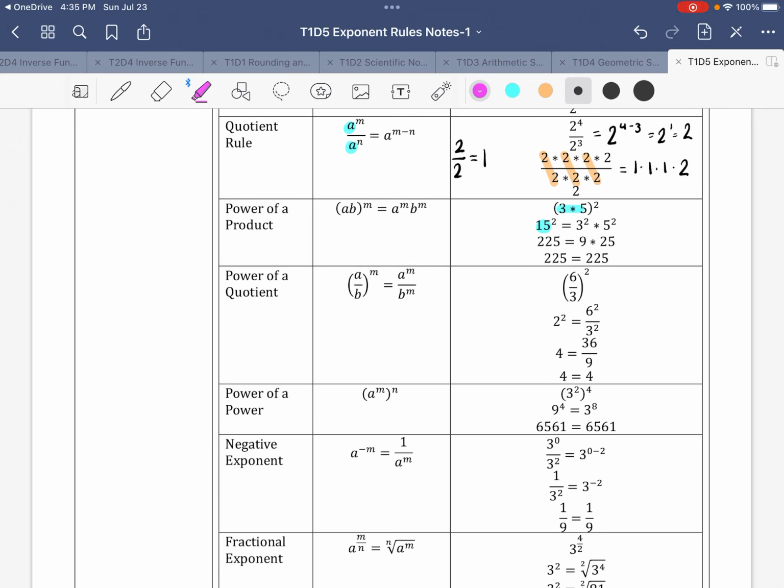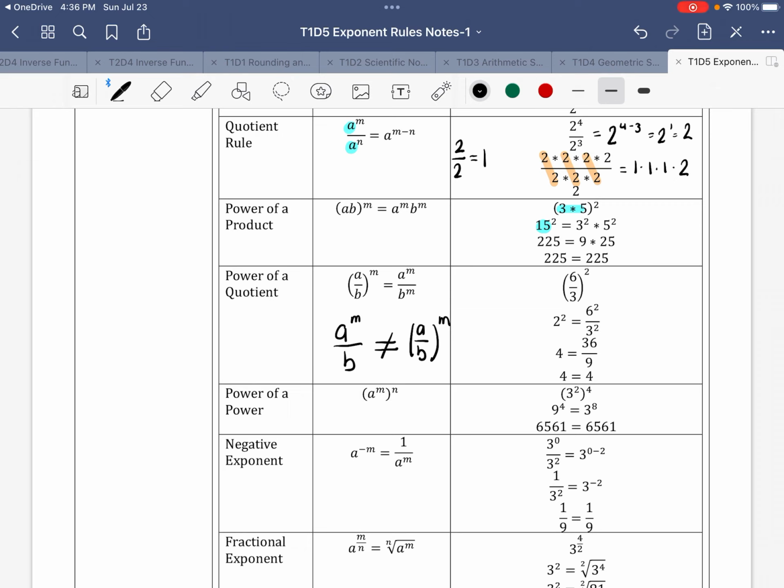Okay, our power of a quotient is quite similar, but instead of multiplying, we're going to be dividing or using a fraction. So A over B quantity taken to the m power is equal to a to the m over b to the m. What's very important here to recognize is that it is different from this. Okay, you need the parentheses to indicate that that power is also being applied to b. So this does not equal this.